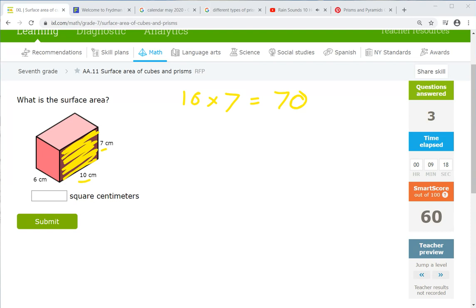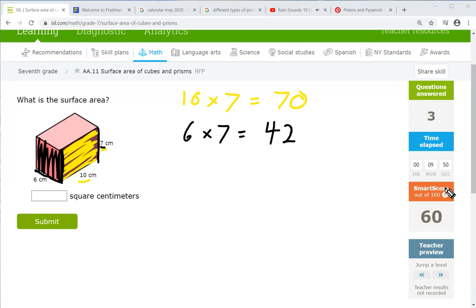And this over here would be, this part is 6, and then this part would actually be 7, because this is the same as this. So this would be 6 times 7. So 6 times 7 is equal to 42. So that would be 42 square centimeters.